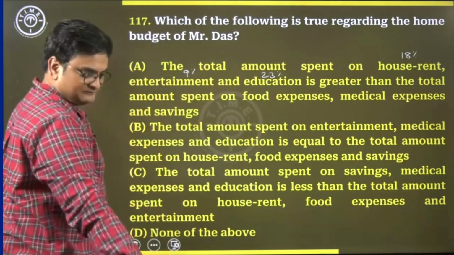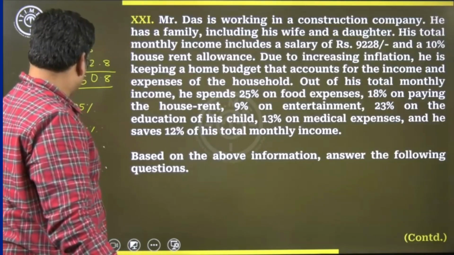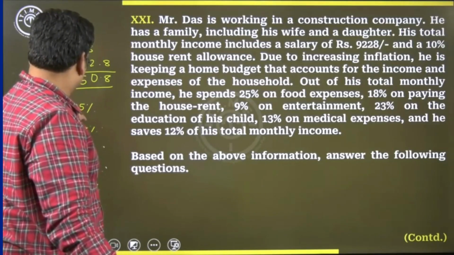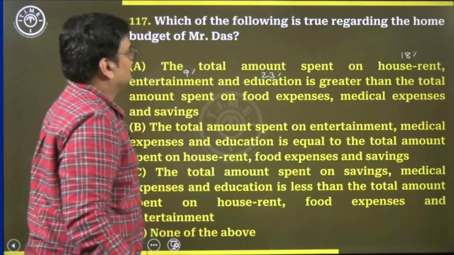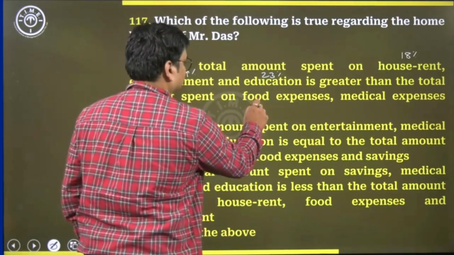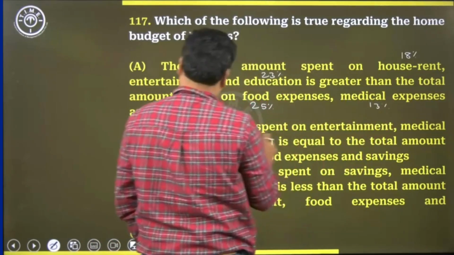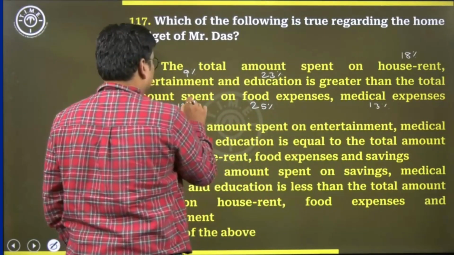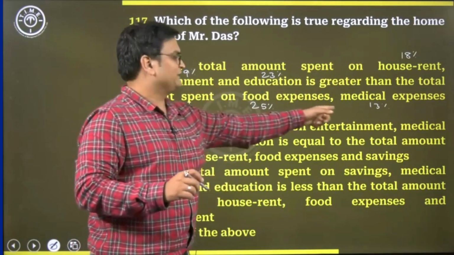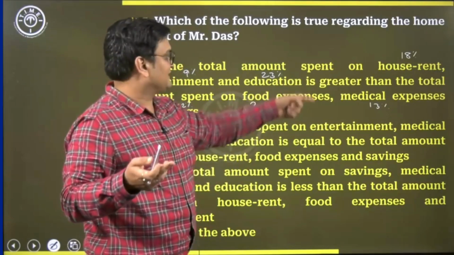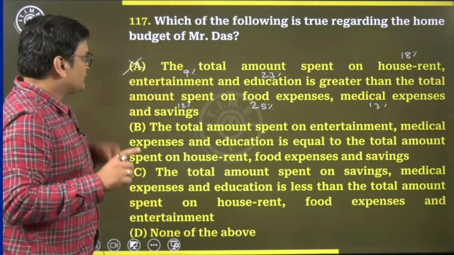This is 50 overall. And this one, food is 25, medical is 13, savings is 12. So here this group is 50, this group is also 50, so they are equal, but he says greater than. No, that's not correct. Look at the second one, the total amount spent on entertainment.